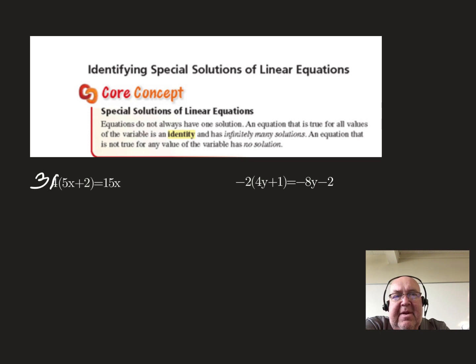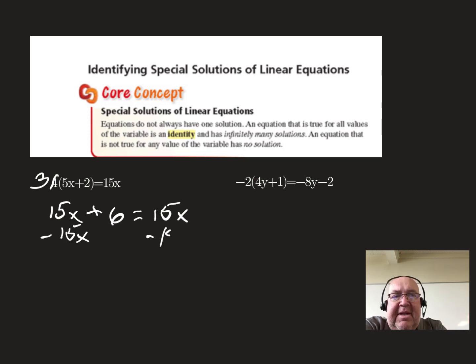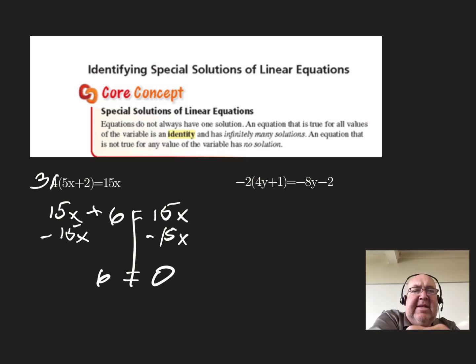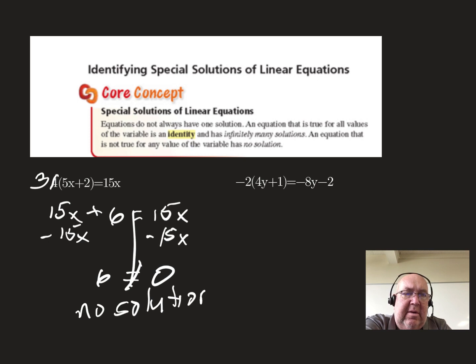So we're going to end up with 3 times 5x is 15x plus 6 is equal to 15x. We're going to subtract 15x from both sides, and we're going to get 6 is equal to 0. Well, that's tough because 6 does not equal 0, so that means that there's no solution to that problem. So anytime you have things that produce an inequality, that will be a no solution.